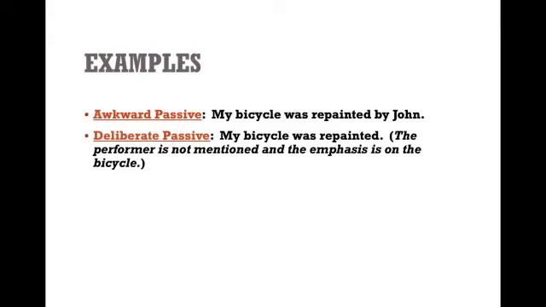So here we have an awkward passive and a deliberate passive. Sometimes you don't want to use the passive voice, and sometimes you do. An awkward passive would be, my bicycle is repainted by John. Although it is a correct statement, it seems kind of awkward. You just kind of question, wait, what's getting repainted again? John's getting repainted? A deliberate passive would be, my bicycle was repainted. Now the performer is not mentioned because it's not necessary to get the point across. And here, the emphasis is on the bicycle. We want the bicycle being repainted. We want you to focus on the bicycle.